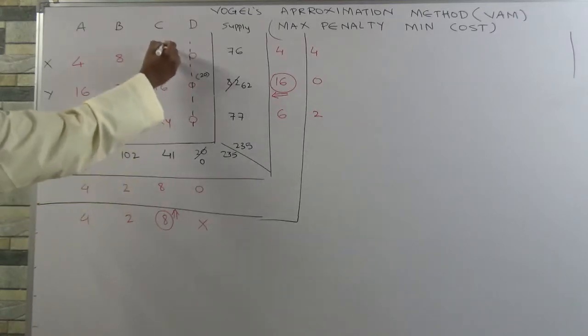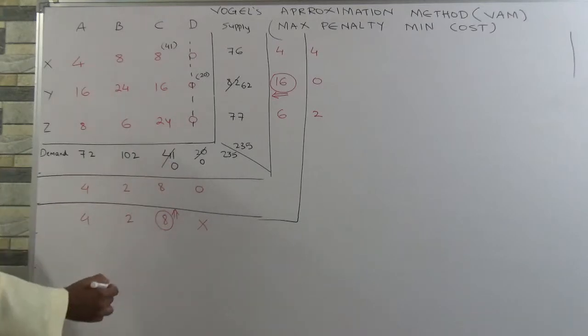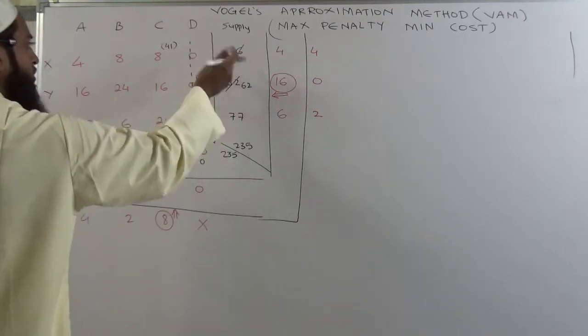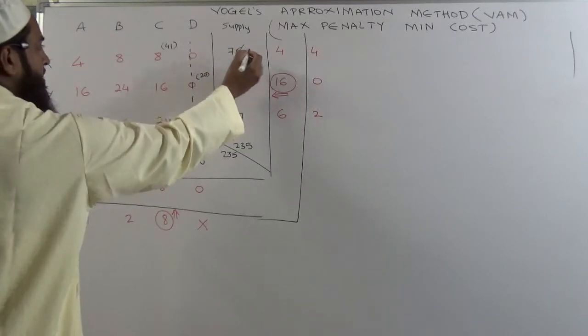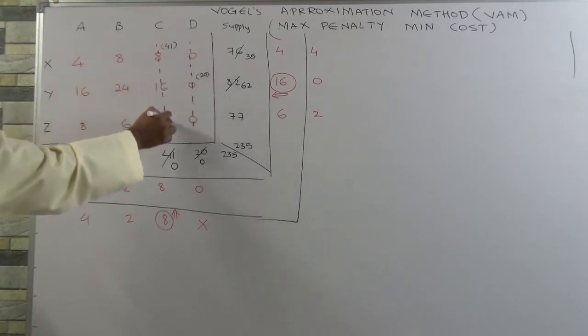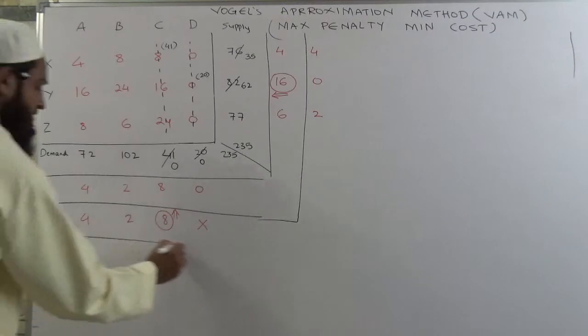76 and 41. How much do I allocate over here? 41. This becomes 0 and this becomes 35. 41 gone from 76 is 35. What has become 0 will be cancelled out. Fair enough? Now calculate next penalties.